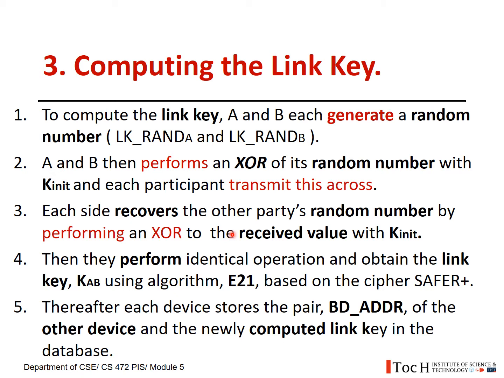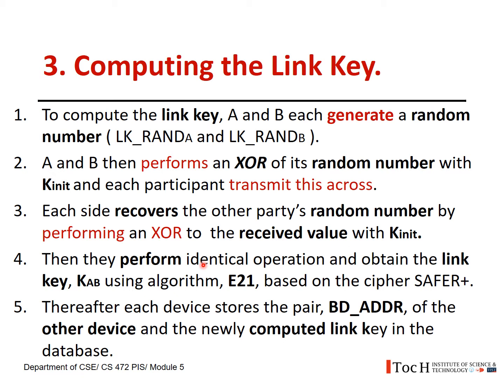Then each side recovers the other party's random number by performing another XOR operation on the received value with K-init. That is, in the first XOR operation, it has the random number XOR K-init. After generating this value, it is transmitted to the other party. The other party, on receiving this value, will do a second XOR operation on this value. That is, random number XOR K-init XOR K-init. So it is able to retrieve the random number back, that is, the random number of the other party.